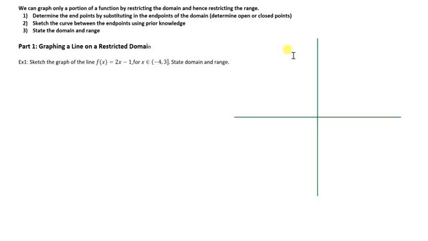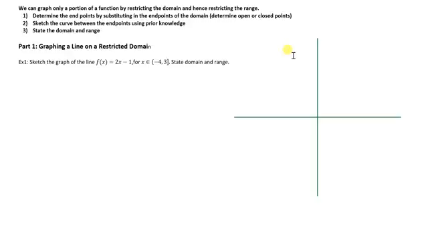So here I've got an equation of a line. f of x equals 2x minus 1. So that's my line. And I want to graph that for x between -4 and 3, not including -4, again, round bracket means not including, but including 3. So that's what I need to do.